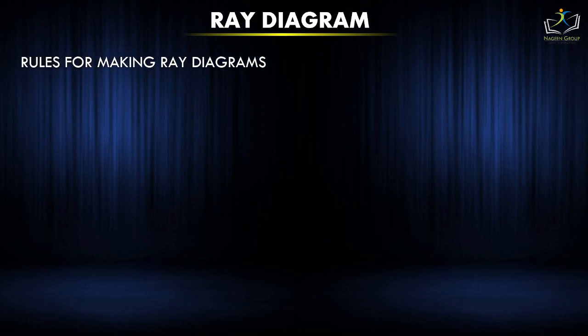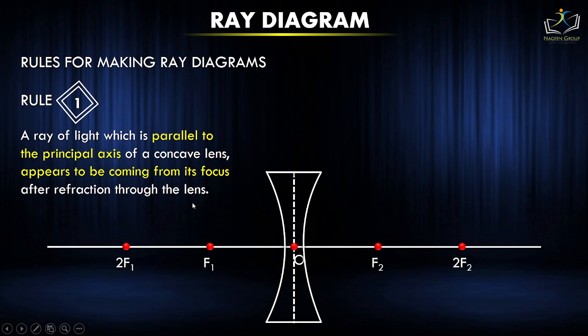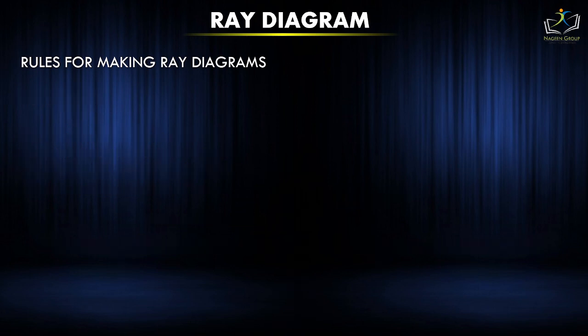Now let's understand ray diagrams. Rules for making ray diagrams. First rule, a ray of light which is parallel to the principal axis of a lens appears to be coming from the focus after refraction through the lens. So here we are taking a concave lens. The line which is passing through this appears to come from the focus, right?